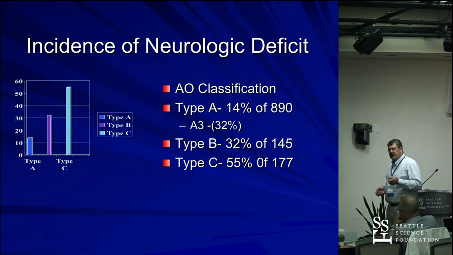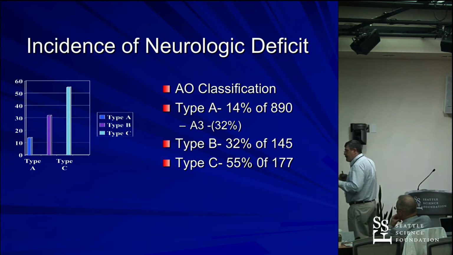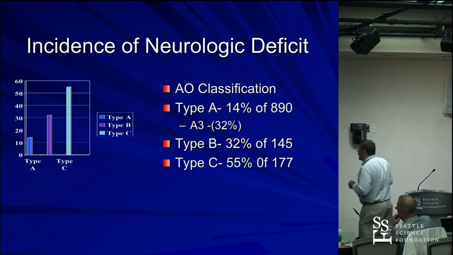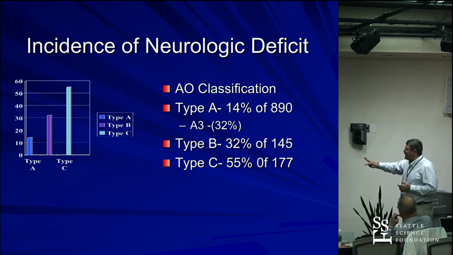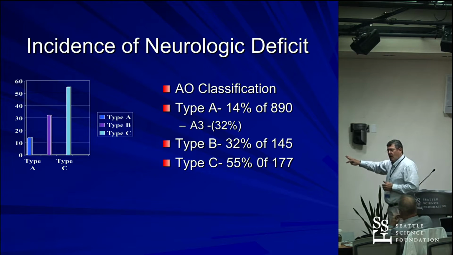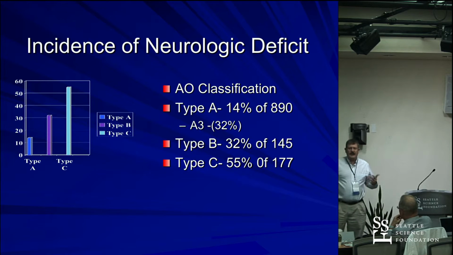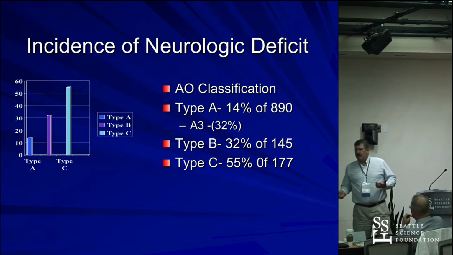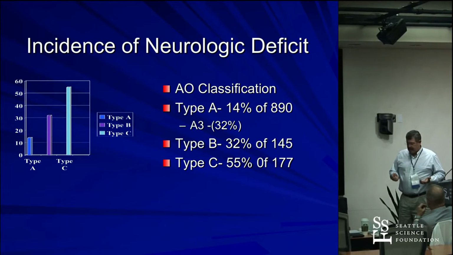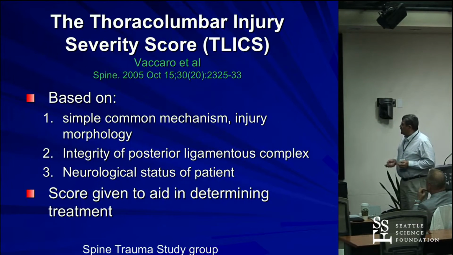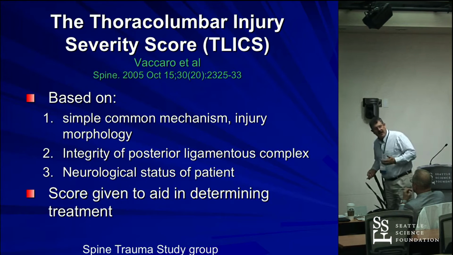The other problem with all these classifications, they were all mechanistic and descriptive, but none of them dealt with neurology. And what we know is that the more severe the fracture, the more the neurology, and it is really in reality the neurology that drives a lot of our treatment. So let's develop another classification.